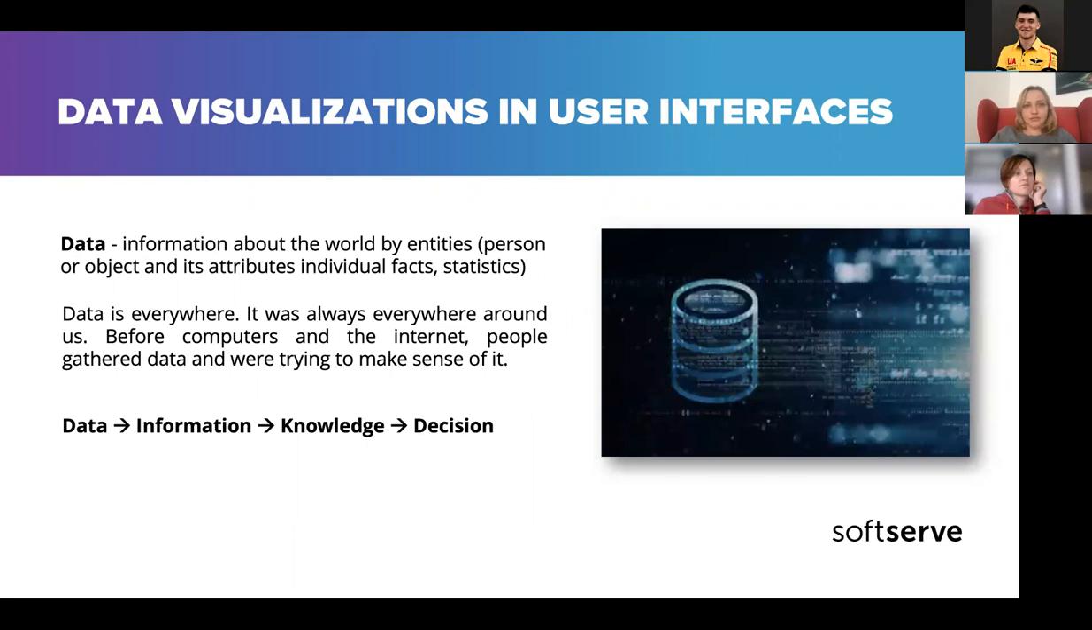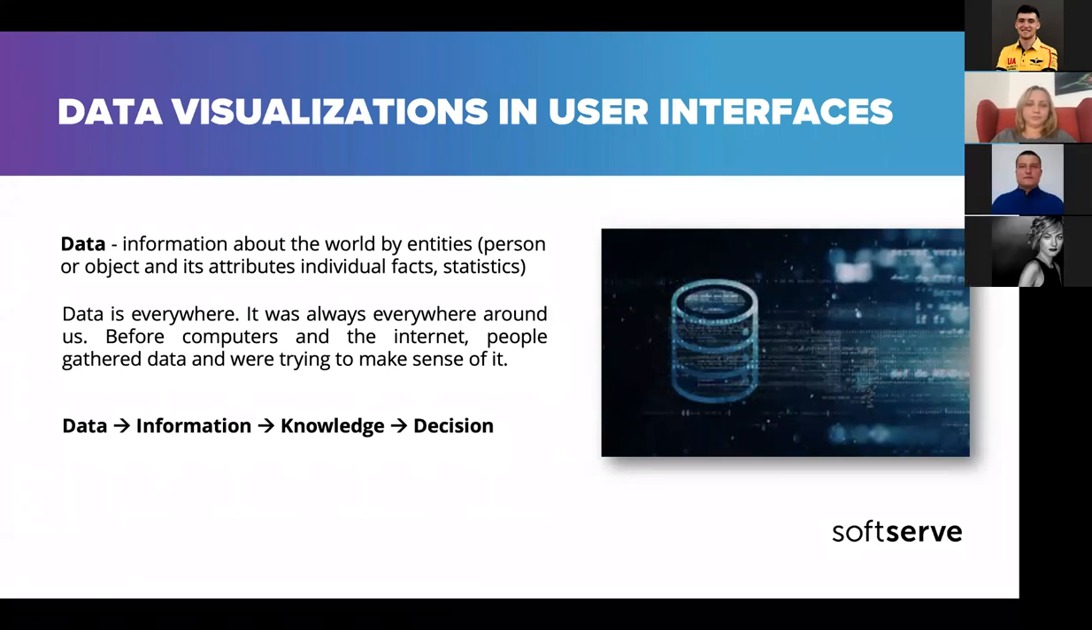Data is information about the world, about entities, so it could be a person or an object, and it's almost always presented in our databases as tables. Those tables represent entities, and we will try to get attributes and visualize them. When we normalize data, we get information from it. To get knowledge, we need to interpret that information, and only then can we make a decision.